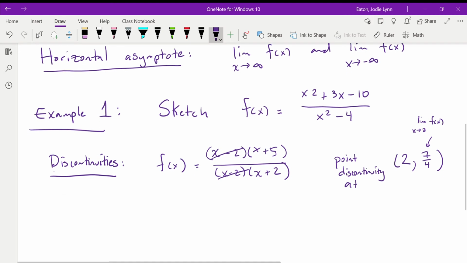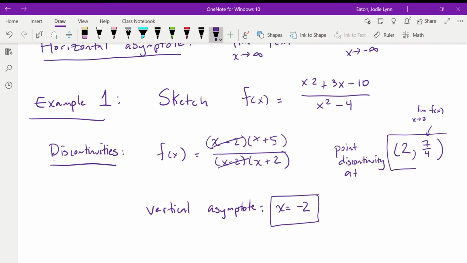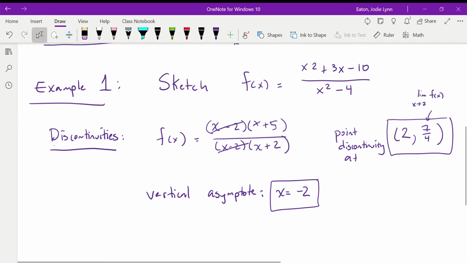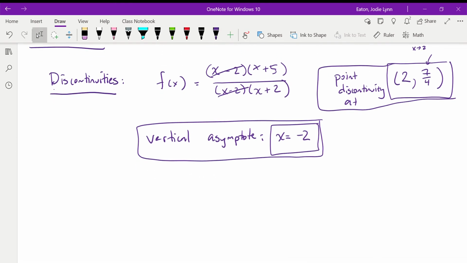Okay, so now we still have a denominator of our fraction. We still have a 0 for our denominator. So -2 would make our denominator 0. So that means we have a vertical asymptote at x equals -2. Okay, so those are the two discontinuities. And I'm just going to put a box around any important information that we want to include in our final sketch. So I'm going to make a big box around the vertical asymptote at this point and the point discontinuity at this point. We need those to be in our final sketch.